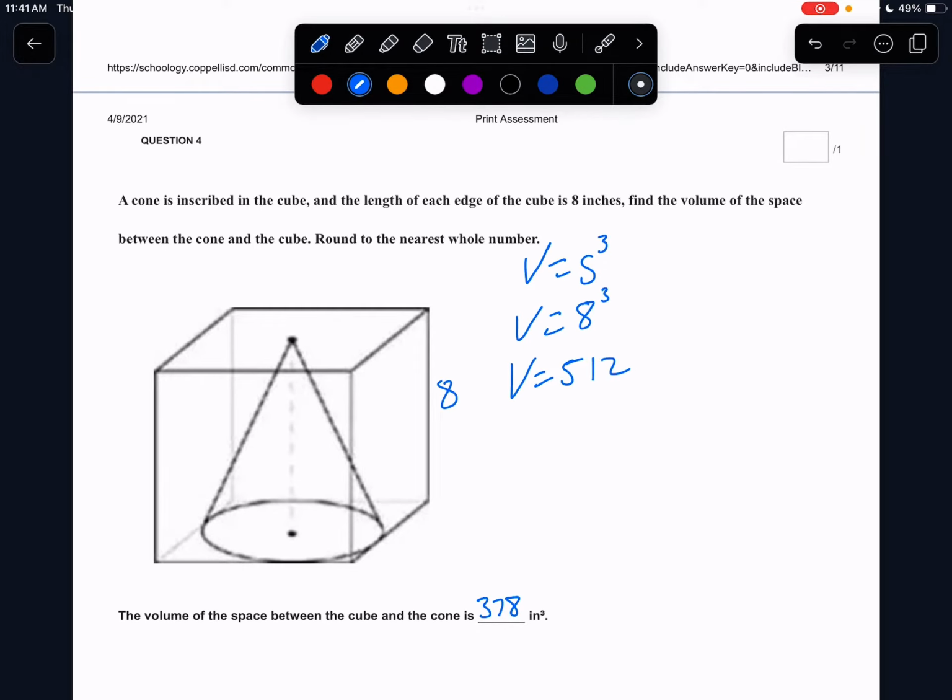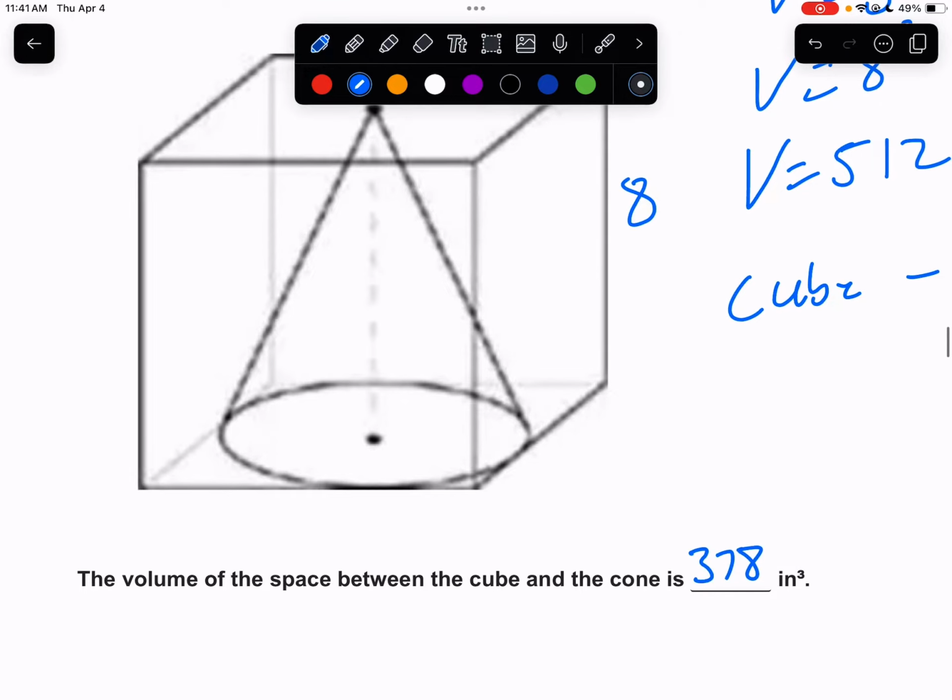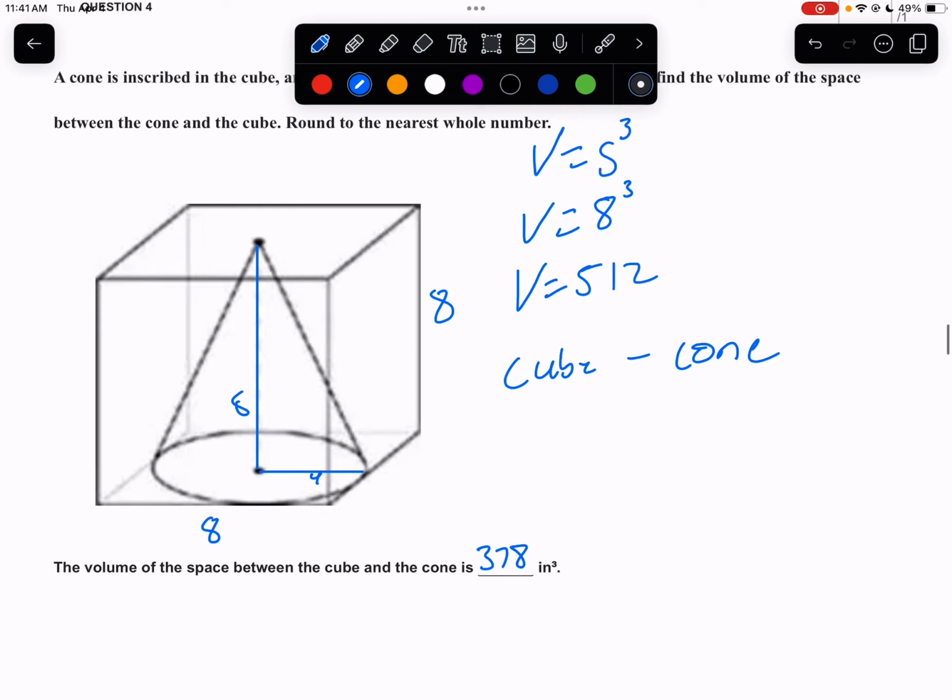Find the volume of the space between the cone and the cube. So the space that is not occupied by the cone inside the cube. So I need to do cube minus cone. Well, if each side is 8, isn't the radius of this going to be 4? And isn't the height going to be 8? So we actually have our cone and cube numbers here. This is going to be 512 minus 1/3 pi.